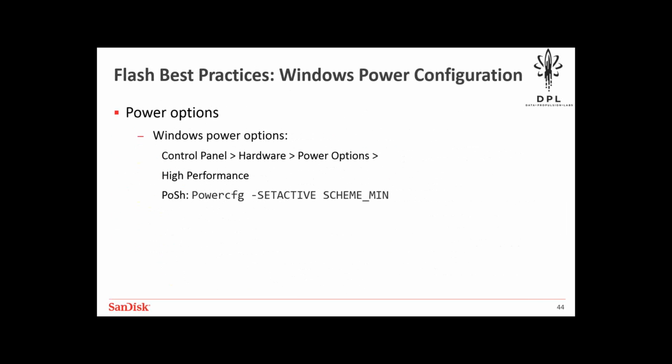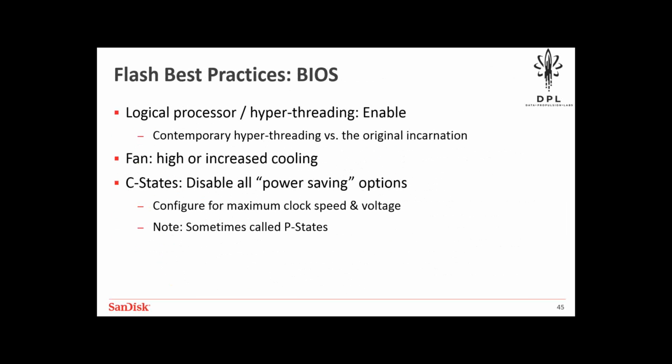Power options, oh, this is very important. And again, spinning media or flash, nothing new here. For Windows, enable high performance. This is within the Windows UI control panel. In the BIOS, you want to enable hyperthreading.